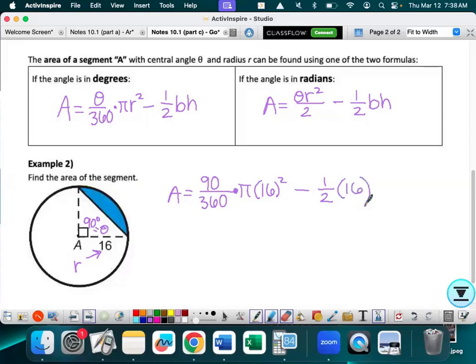And what is the height of our triangle? Doesn't have a label on it, but do you notice how it goes from the center of the circle to the edge? What do we call that length that goes from the center of the circle to the edge? The radius. So this is also our radius and our height of 16.